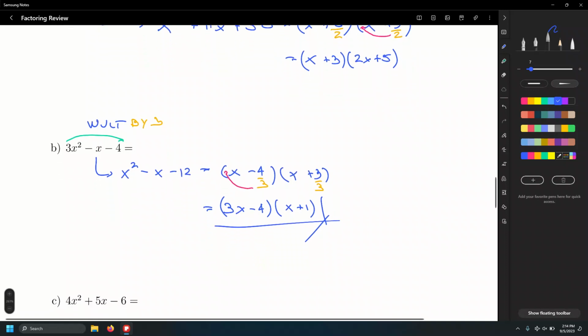Does that match the same result as we did it using the other method? It does, right? Maybe with the factors reversed, right?